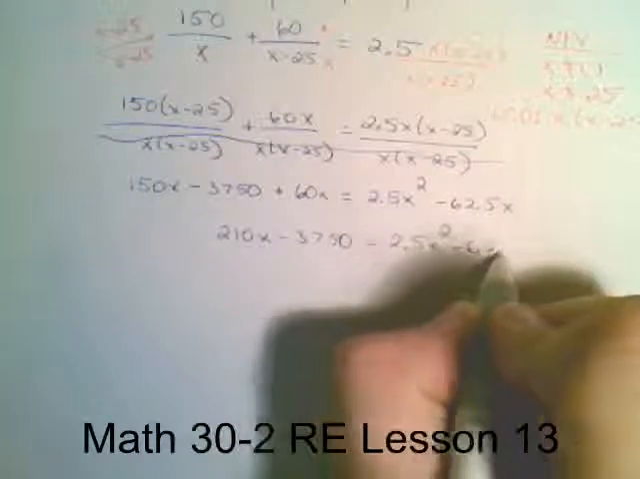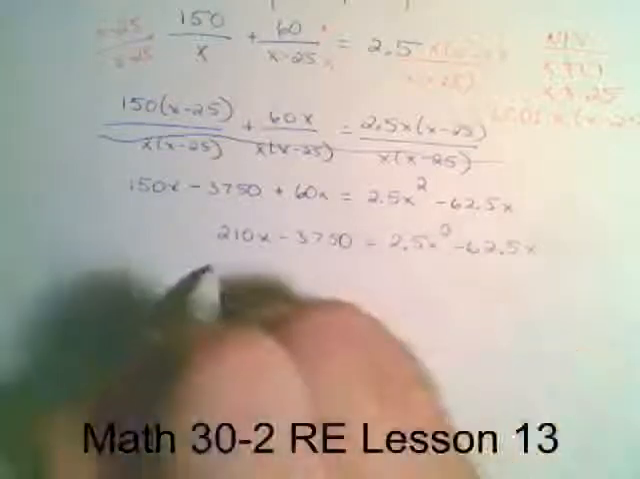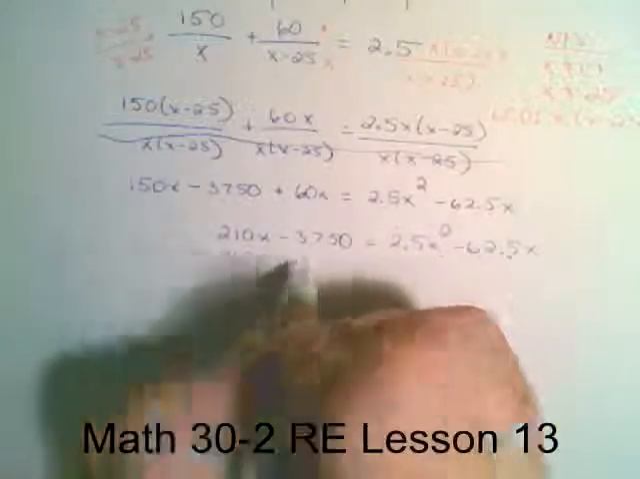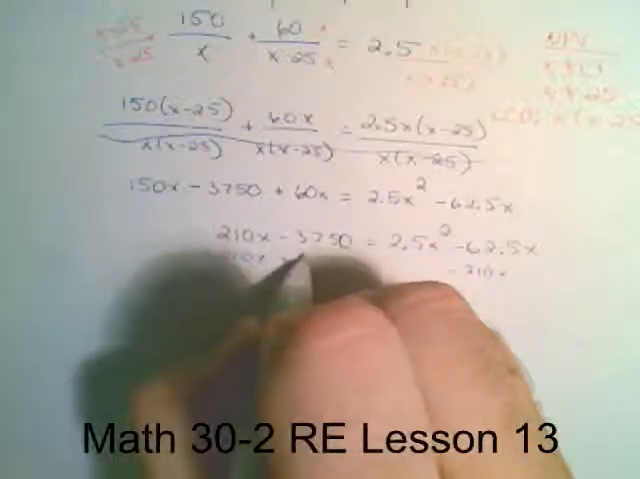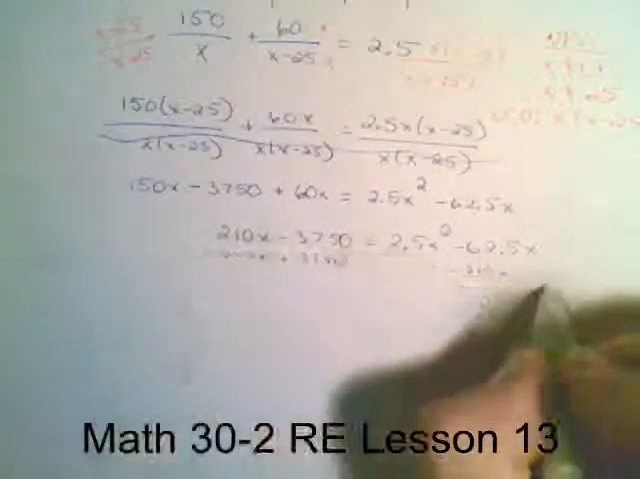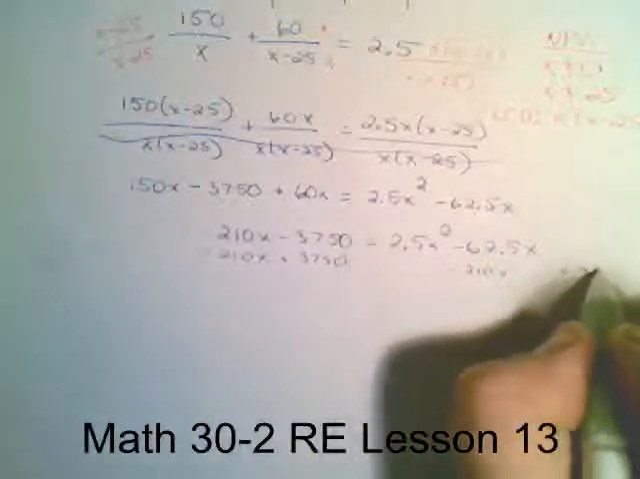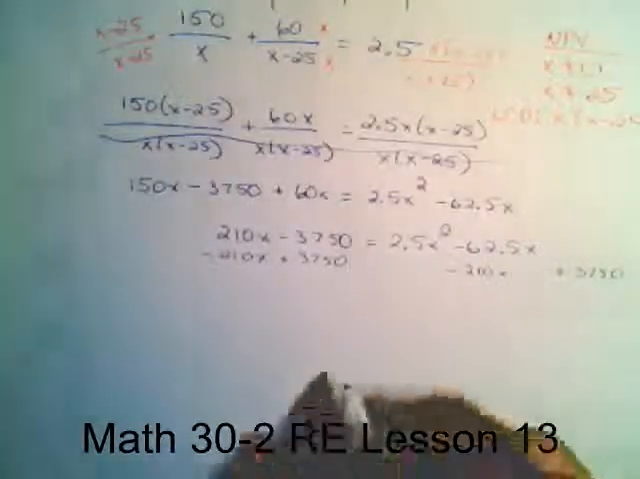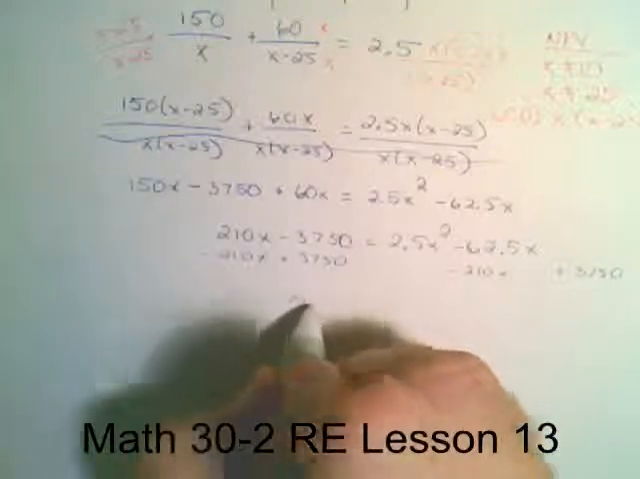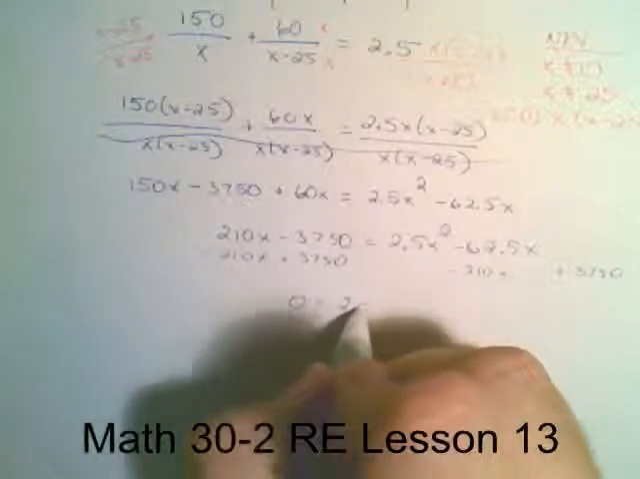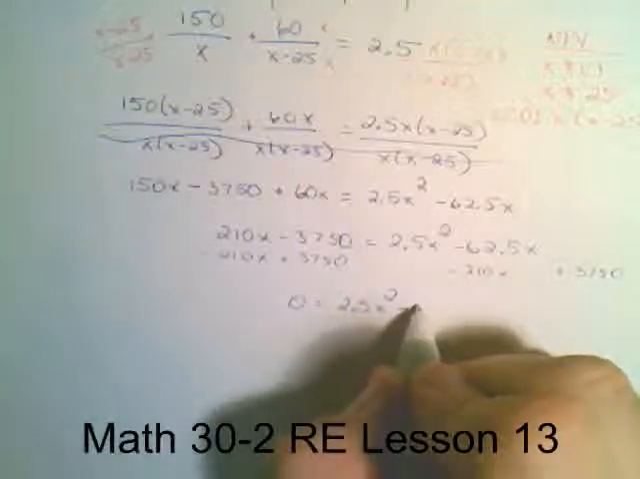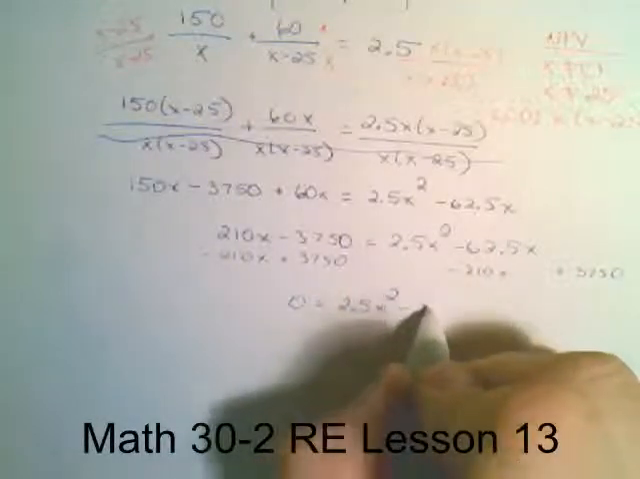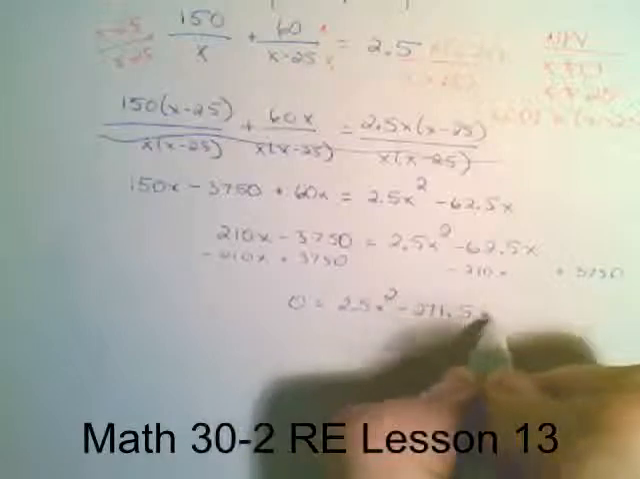You guys, we reviewed it a couple days ago. How do you solve a quadratic? I'm going to clean this up first. It's going to be 210x minus 3,750 equals 2.5x squared minus 62.5x. I'm going to subtract the 210x. Whatever I do to one side, I have to do to the other. I'm going to add the 3,750. Whatever I do to one side, I have to do to the other.